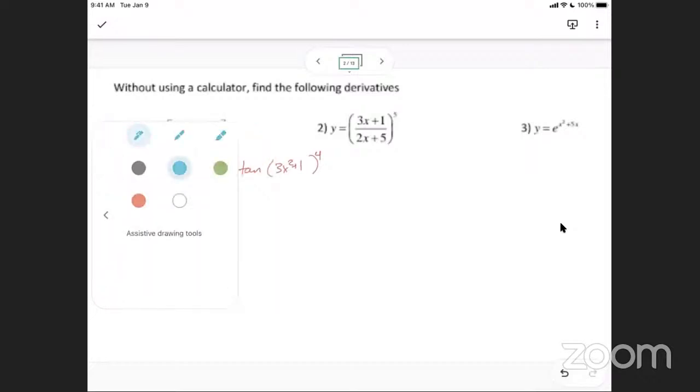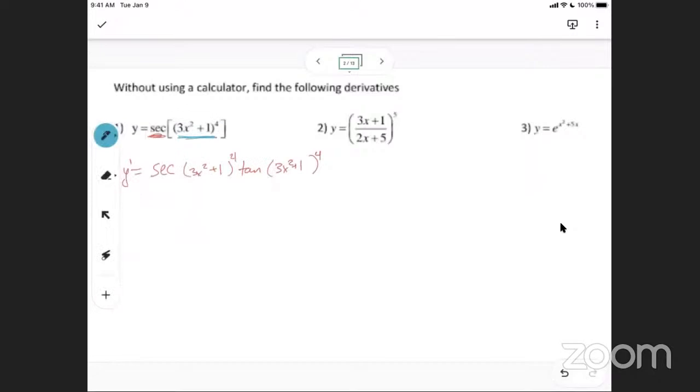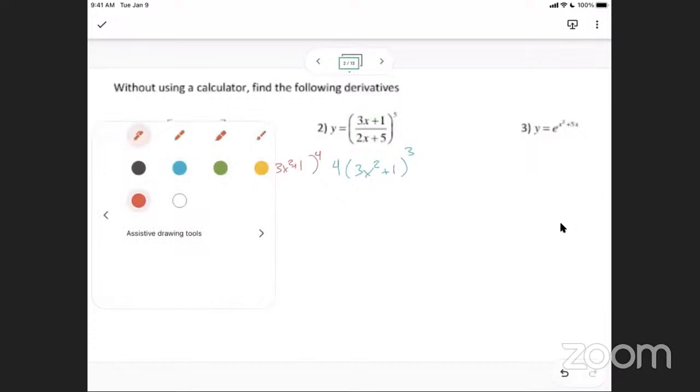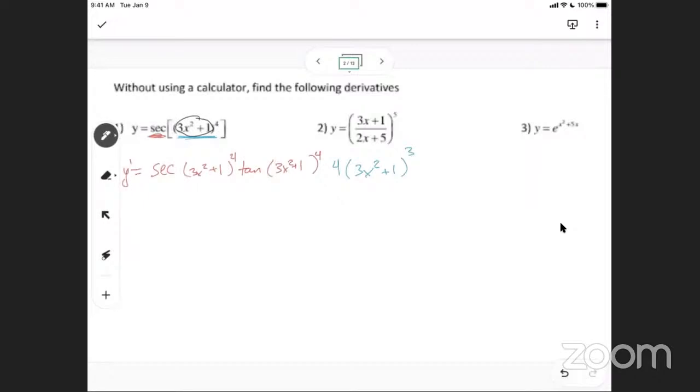And now I'm going to do that to this thing. I'll use blue because I still have a function inside a function. What's the derivative of that blue underlined thing? It's the derivative of the outer function, which is like u to the 4th, so it's 4 times whatever u was, 3x squared plus 1 to the 3rd. And then finally, I multiply that by the derivative of the innermost function, which is just 6x.